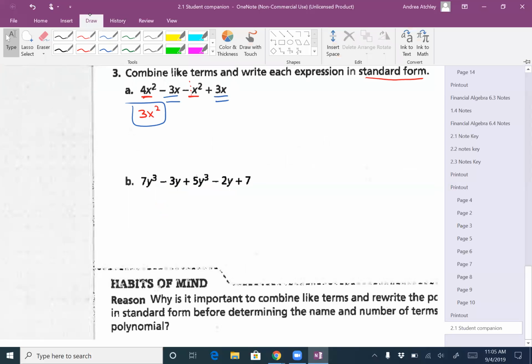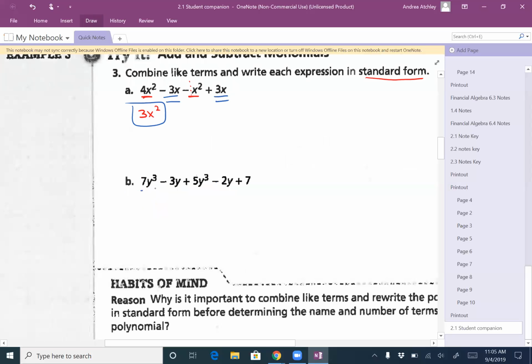Do the same thing. We're going to combine our like terms. So 7y cubed is the highest degree, so I'm going to start there. And 5y cubed, those are like terms. So 7 and 5, they are the same sign, so I add them and get 12y cubed.